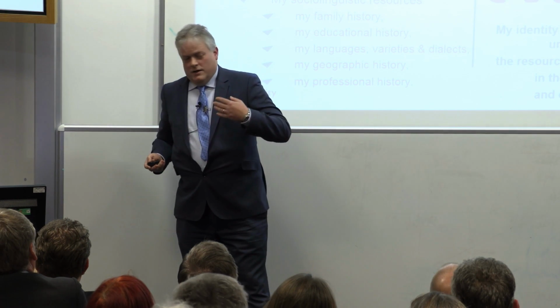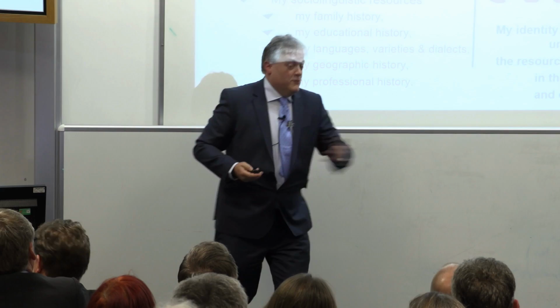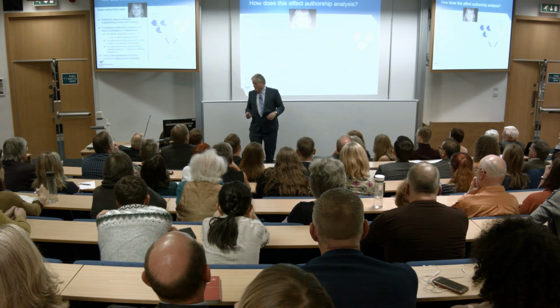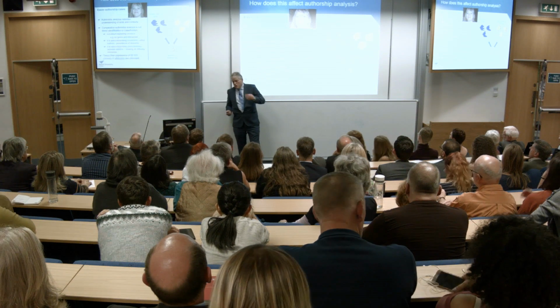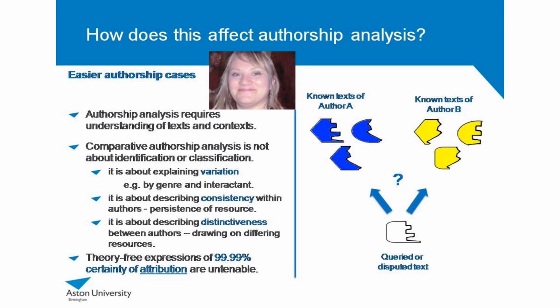Okay. Which is all very theoretical. You've got through the science bit now, the theory bit. Because how does this affect the authorship analysis? Given that you all believe everything I've just said, here's hoping, what the comparative authorship analysis is, it's about explaining where the sources of variation are.